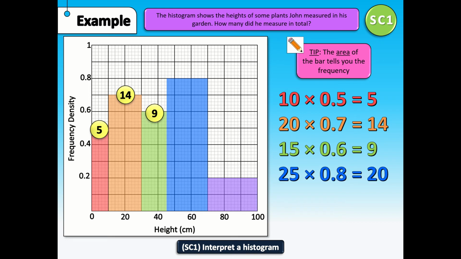The blue bar goes from 45 to 70. So that's a width of 25 and a height of 0.8. So 25 times 0.8 is 20. That means there are 20 plants that have a height of between 45 to 70 centimeters.